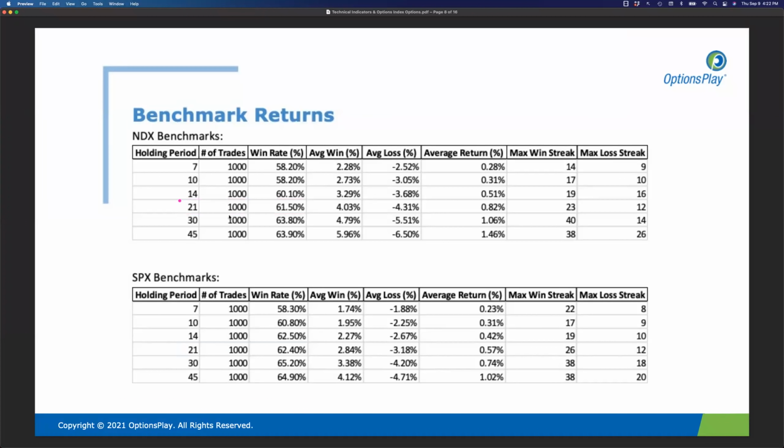So these benchmarks were set just by randomly selecting dates and giving a sense for if we held the Nasdaq-100 for 30 days on random dates, we would return on average a little over 1%, and we would be right 63% of the time. On the S&P 500, on a 30-day holding period, we would actually be right 65% of the time and have an average return of 74 basis points. And every benchmark, every indicator that we tested had to be tested against this type of benchmark. So that's the first part that has to be clear for investors, is that you have to understand what your benchmark is before you look at what the performance of each indicator looks like.